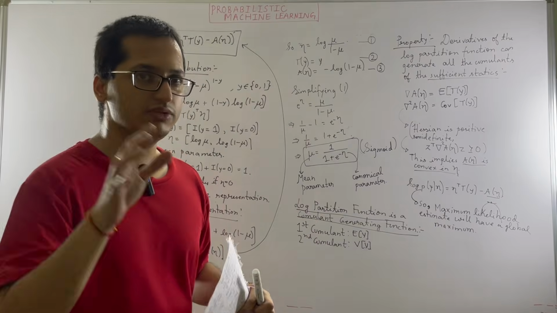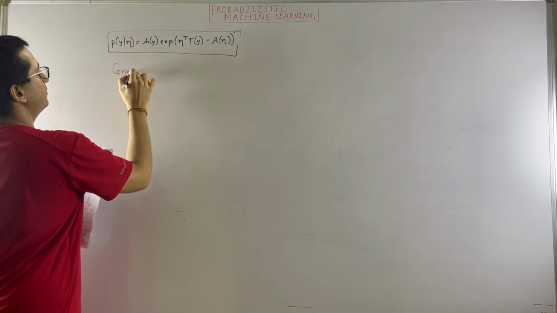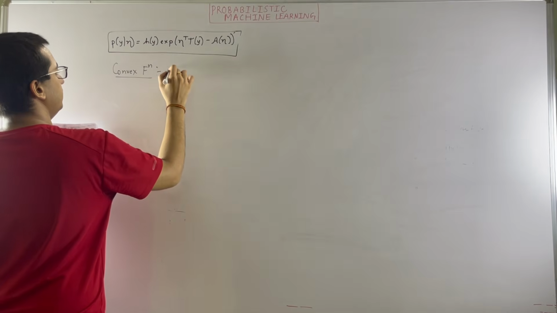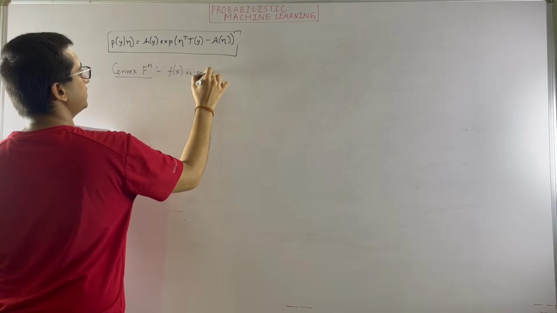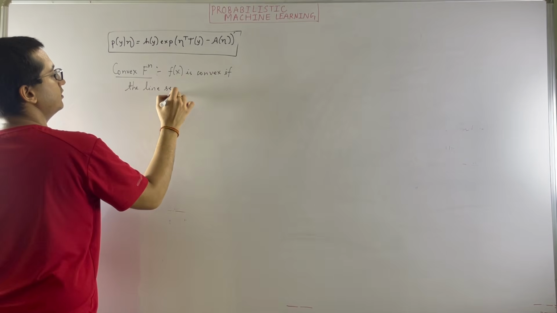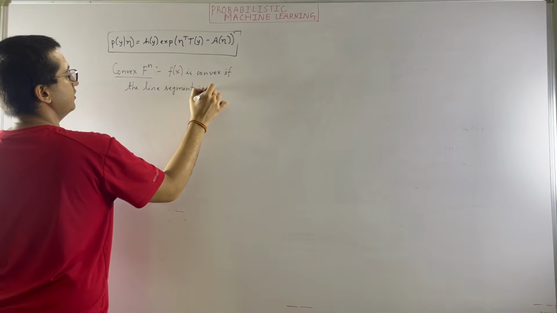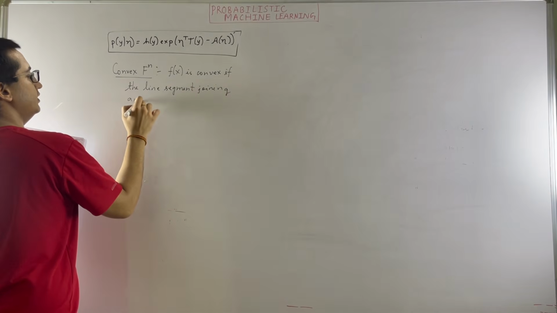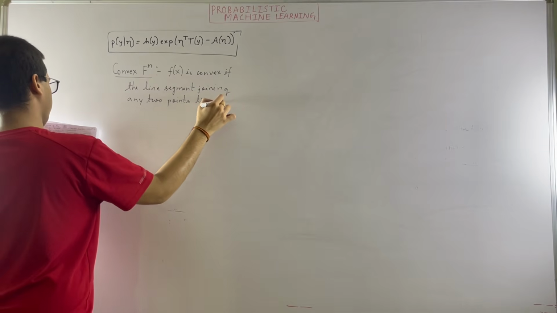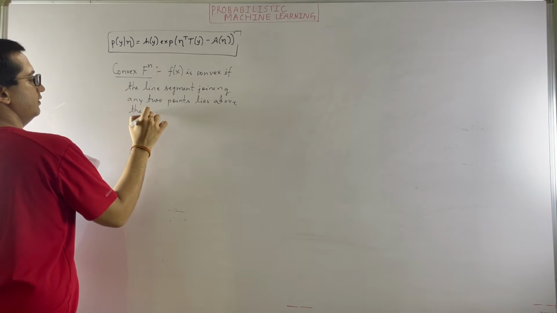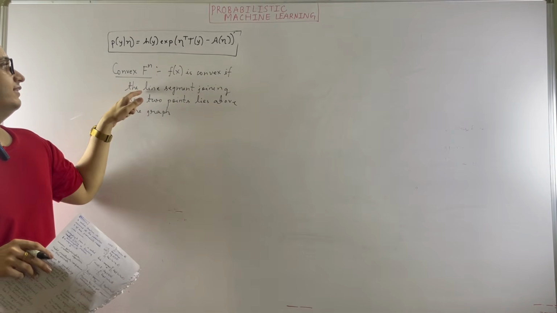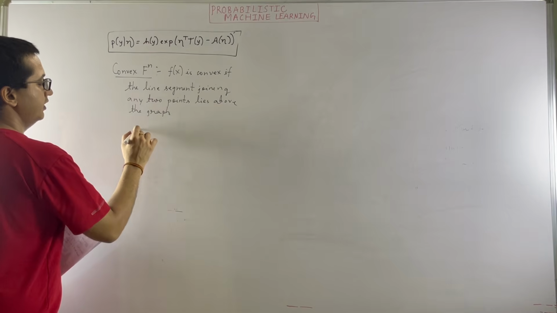All right. Now let me write down the definition of a convex function. f of x is convex if the line segment joining any two points lies above the graph. So I'll give you the visual of how it is. What it is saying is that a function f of x is convex if the line segment joining any two points lies above the graph. So it's very simple, right?